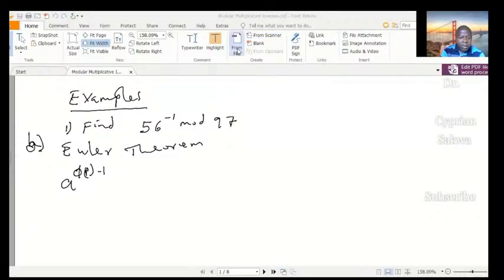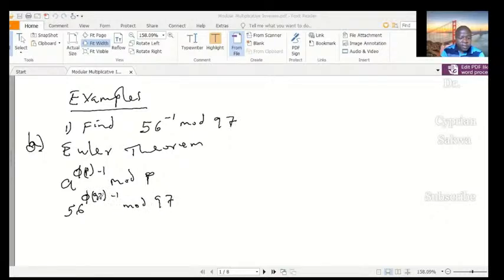What it says is that the inverse of a will be given by this mod p. So that means that the inverse of 56 will be given by 56 raised to phi of 97 minus 1 mod 97.